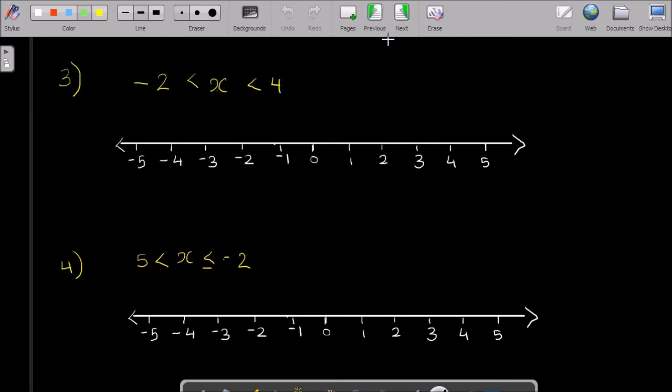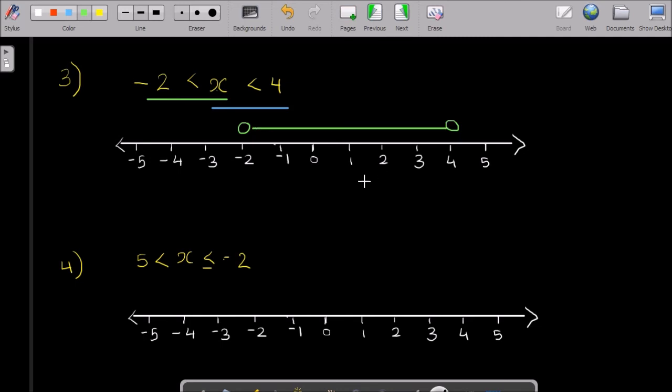This time I have x is greater than minus 2, and it's a double inequality, so I'm going to split it up into 2, and x is less than 4. So the first thing I'm going to do is the green bit first. It says x is greater than minus 2. So above minus 2, I'm going to have an empty circle. It says x is less than 4. Above 4, I'm having another empty circle. I'm going to connect the two.